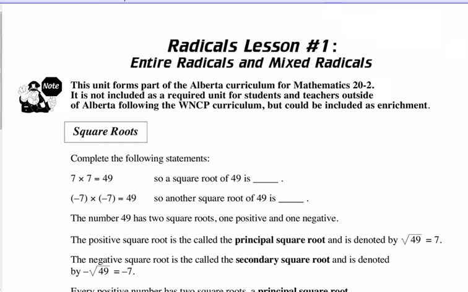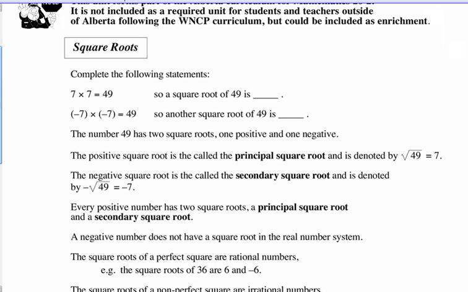Okay, radicals. This is a review from last year. Complete the following. 7 times 7 equals 49, so the square root of 49 is 7. But negative 7 times negative 7 is also 49, so another square root of 49 is negative 7. So basically, when we square 7 or negative 7, the result for both of them is 49. And so whenever we take the square root of a number, it can equal the positive or the negative.